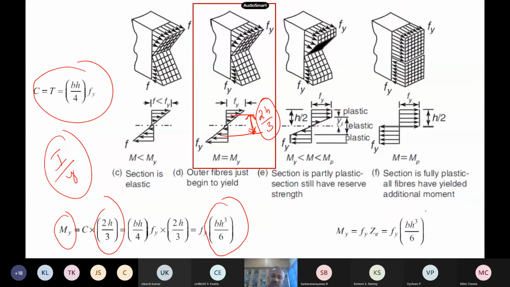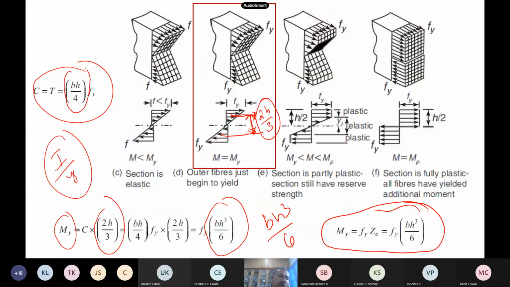Now this is the section modulus in the ordinary elastic range. So with Fy, this becomes our ordinary section modulus, that is BH cube by 6. It's very easy. You find out the force. The compression and tension are there, and the lever arm is 2h by 3, so you multiply and automatically you get this. The area of compression you can also easily find out. It is a triangle basically.